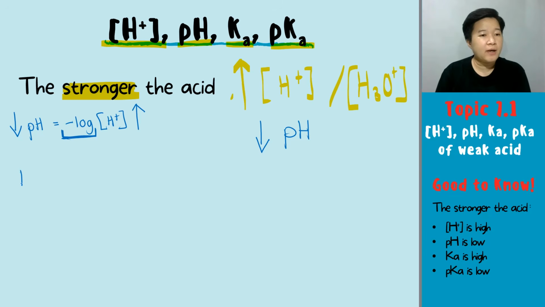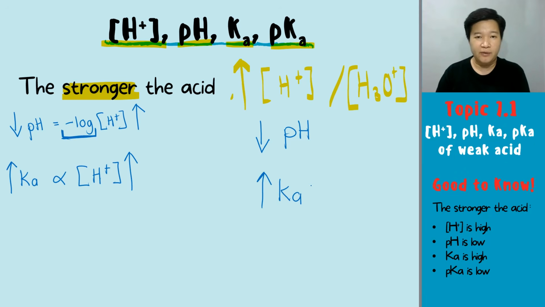Okay? But what happened to the Ka value? Ka value just now is directly proportional with the concentration of H plus, if you remember. Okay? So the higher the H plus, the higher the Ka value. So right now, Ka value increased. Alright? So when the concentration of H plus increases due to a stronger acid, the pH value will decrease, but the Ka value will increase.